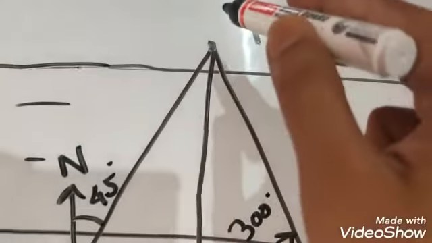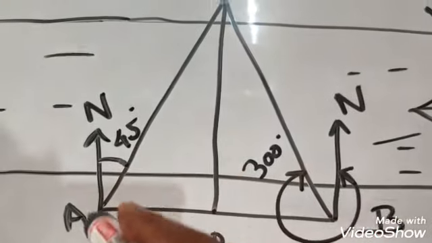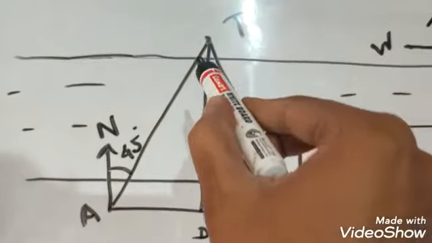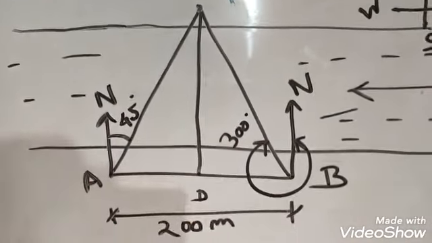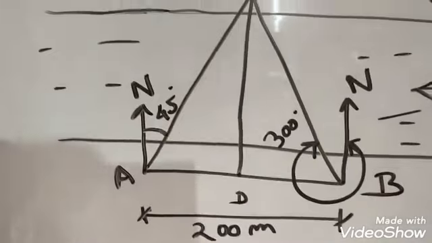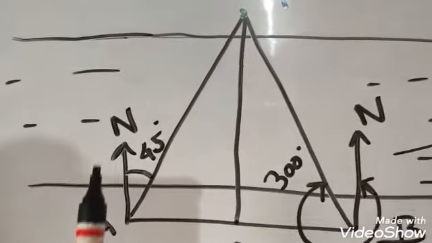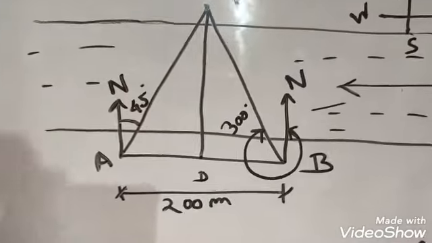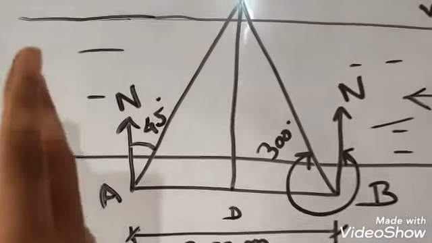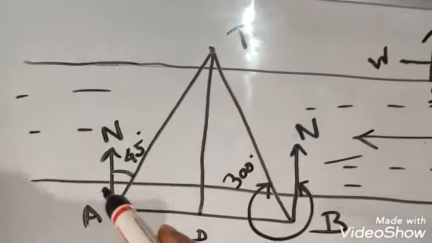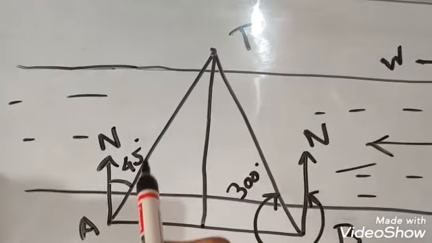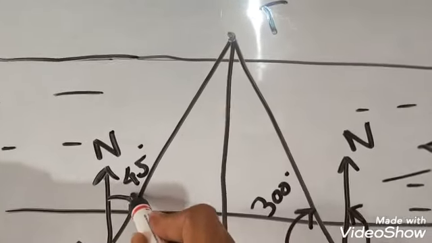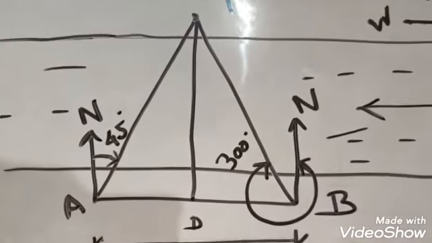So the bearing of tower T taken from point A is 45 degrees. That means the line joining A and T is making an angle of 45 degrees with respect to a reference line. We have taken the reference line to be the north direction. The reference line has to be a fixed one. So the line joining A and T is making an angle of 45 degrees with the north direction measured clockwise.